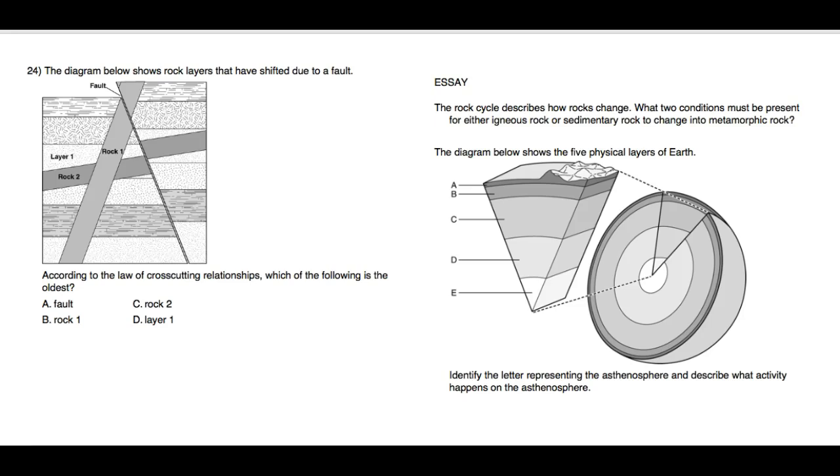Essay question 2, number 26. The diagram below shows the 5 physical layers of the Earth. Identify the layer representing the asthenosphere and describe what activity happens in the asthenosphere.